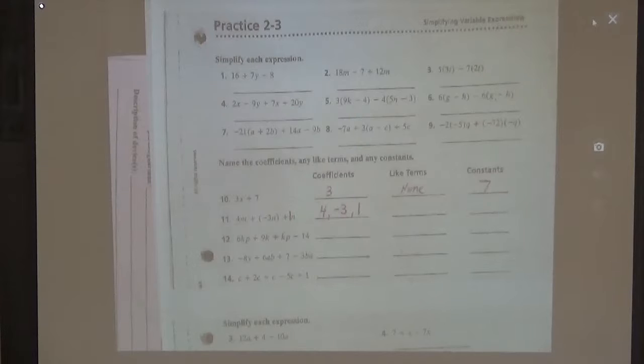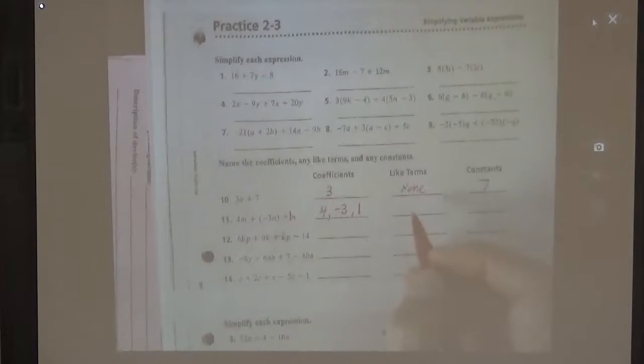Okay? Are there any like terms then? Yes. What are the like terms? 1n, comma, and another one.